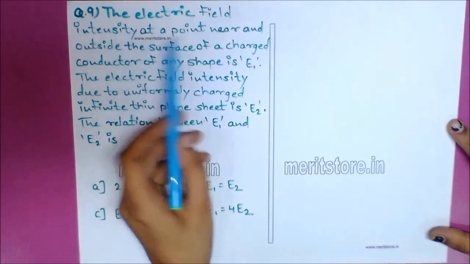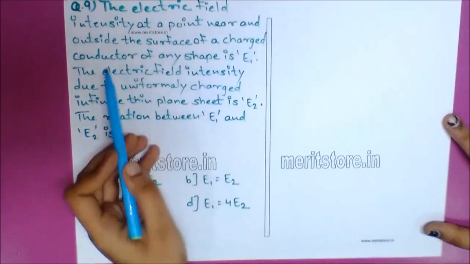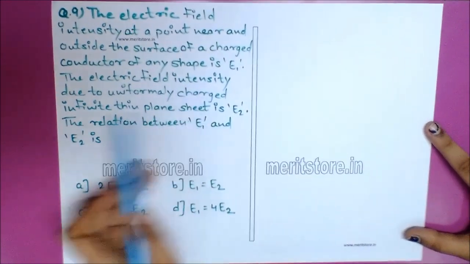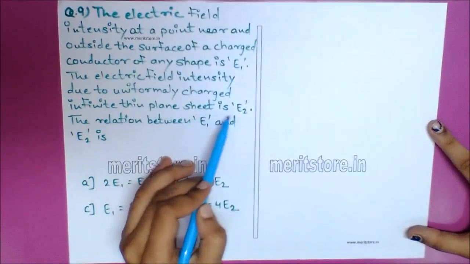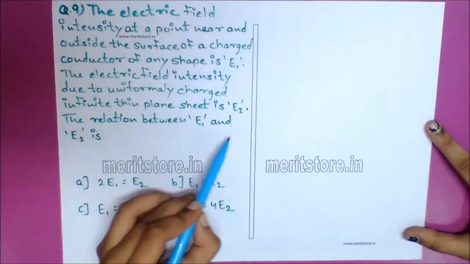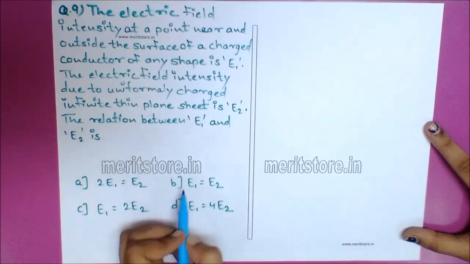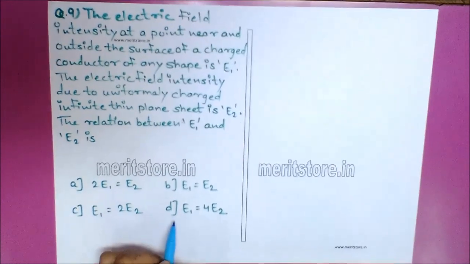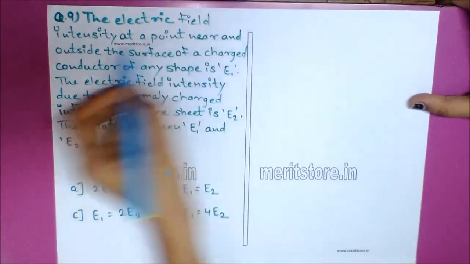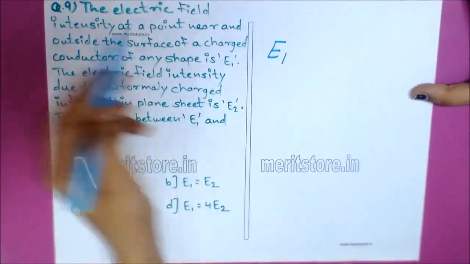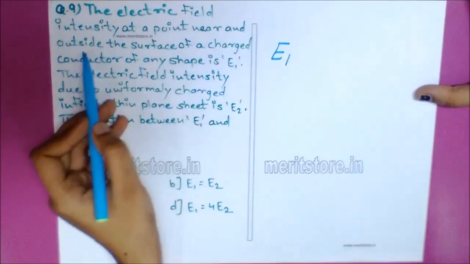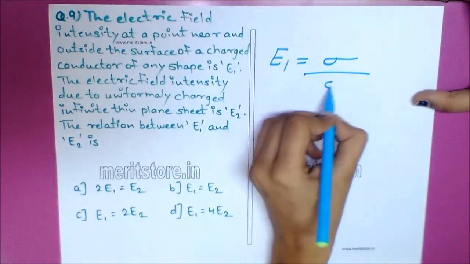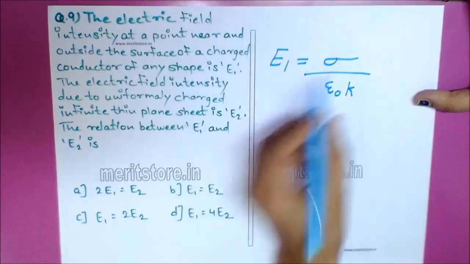The electric field intensity at a point near and outside the surface of a charged conductor of any shape is E1. The electric field intensity due to uniformly charged infinite thin plane sheet is E2. The relationship between E1 and E2 is A E1 is E2, B E1 is equals to E2, C E1 is equals to 2E2, and D E1 is equals to 4E2. Now first E1 stands for electric field intensity at a point near and outside the surface of a charged conductor. So that will be sigma upon epsilon naught K. This is the formula.